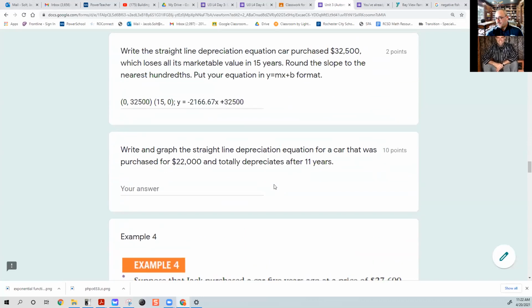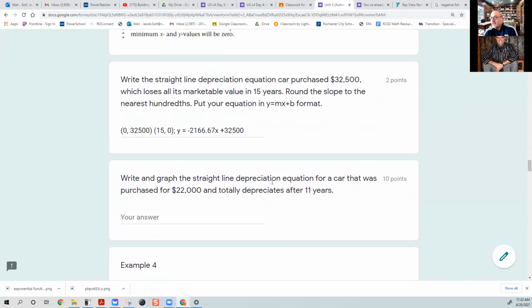I think we stopped... is this where we stopped? We wrote a straight line depreciation equation for a car purchased at $32,500, which loses all its marketable value in 15 years. We rounded the slope to the nearest hundredths. Put this equation in y equals mx plus b format.